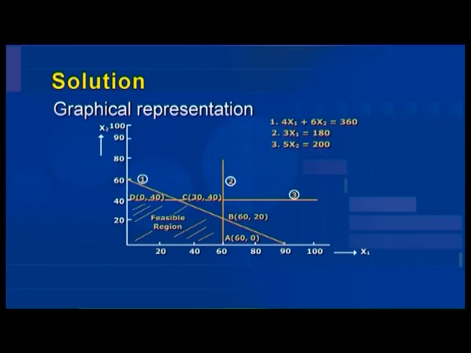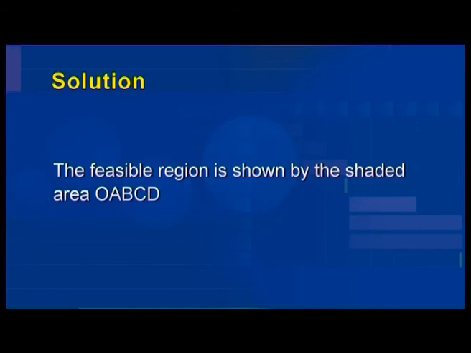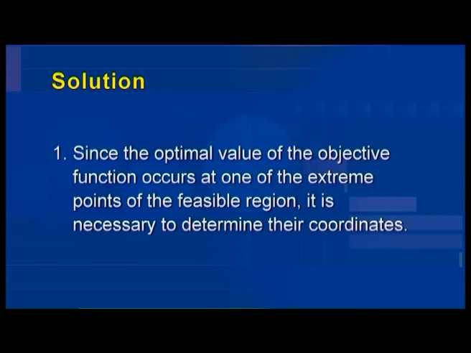Since all the constraints have been graphed, the area which is bounded by all the constraint lines, including all the boundary points, is called the feasible region or solution space. The feasible region is shown by the shaded area OABCD. Since the optimal value of the objective function occurs at one of the extreme points of the feasible region, it is necessary to determine their coordinates.